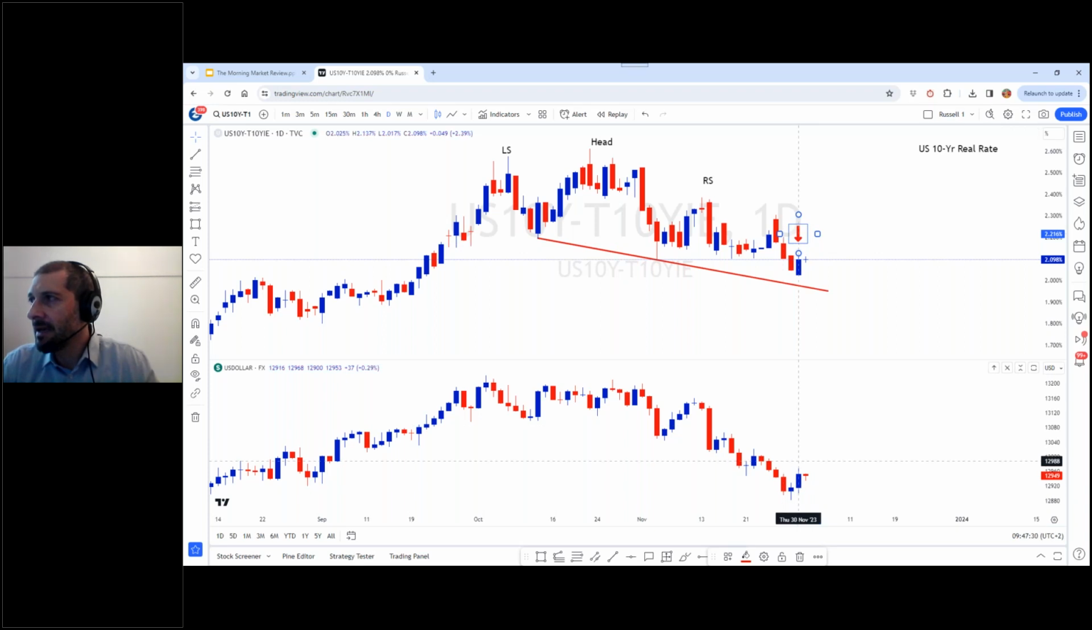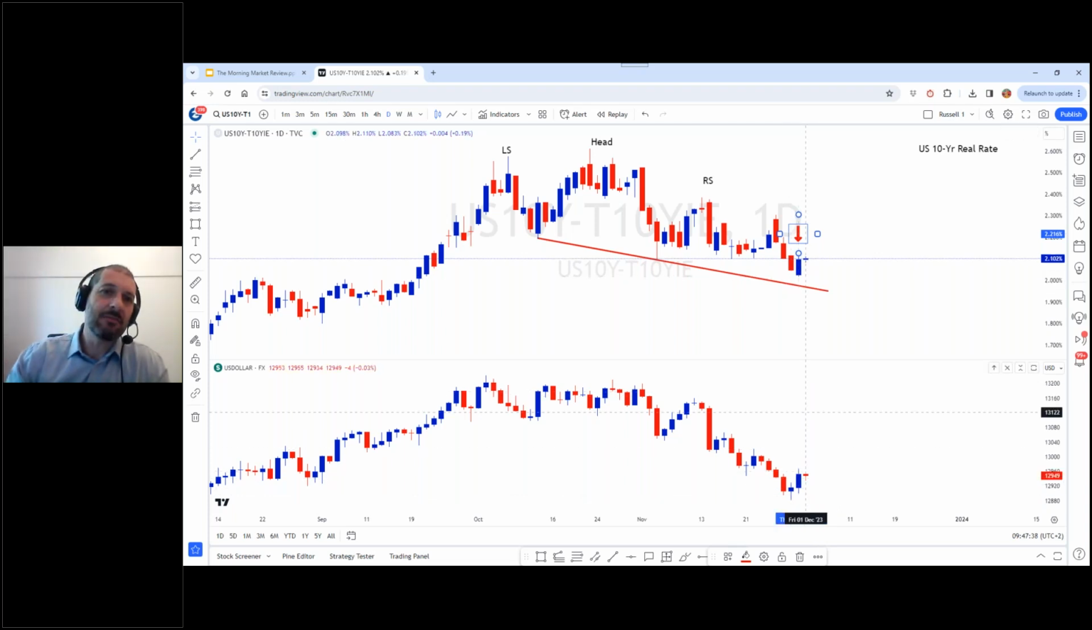Okay, and you can see as the real rate picked up yesterday, so did the US dollar. But we do have some moderation in that inflation. It's coming down nicely. So I think that does put some sort of cap on just how high the real rate can go. We do have important calendar events today.